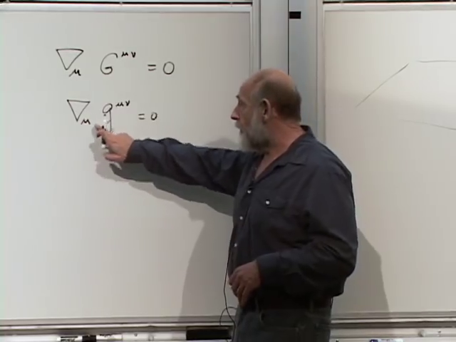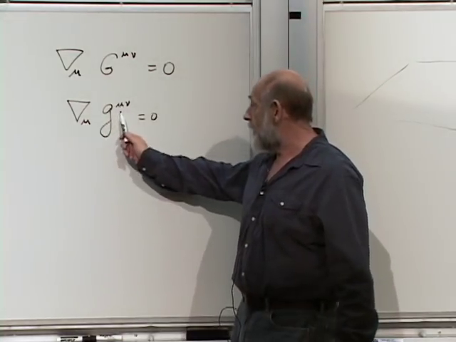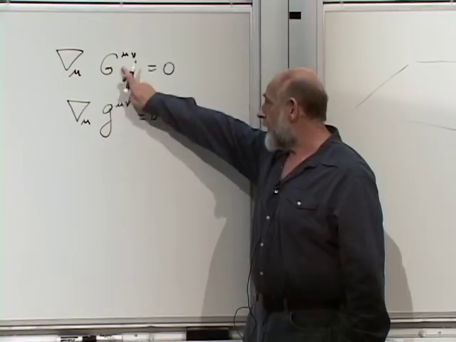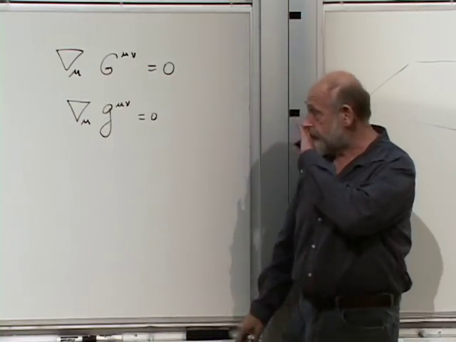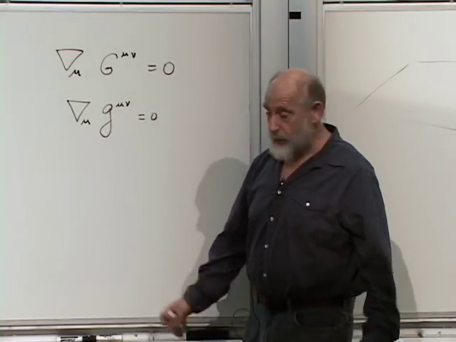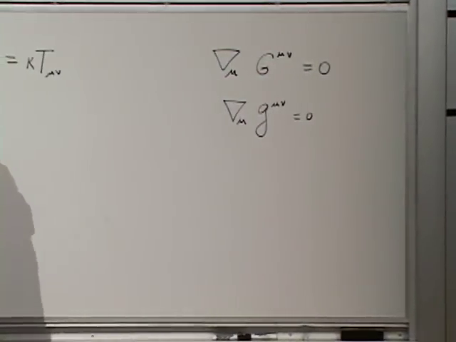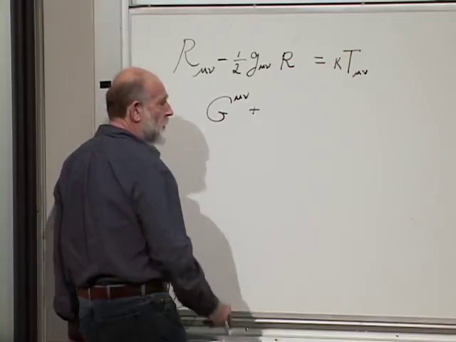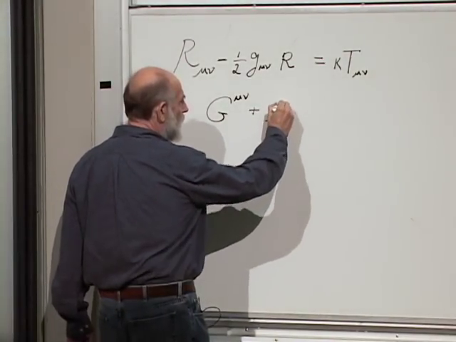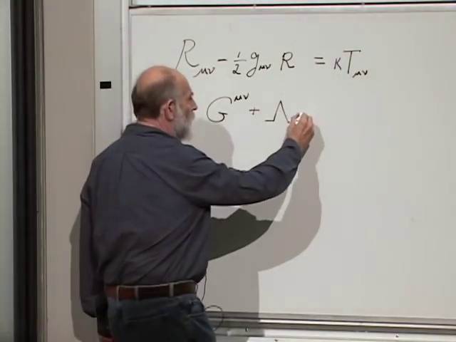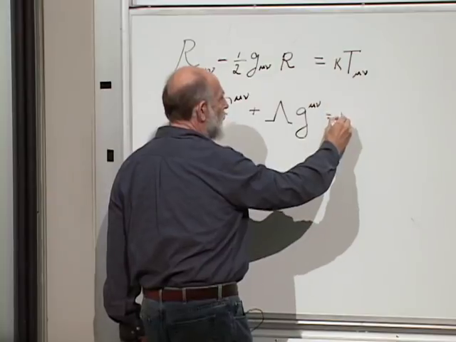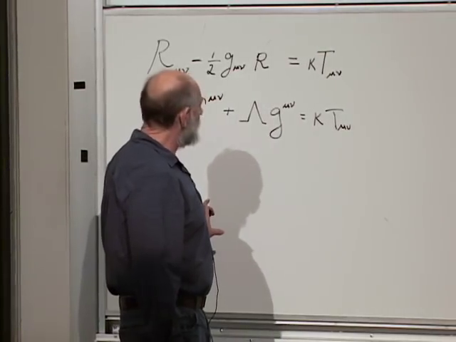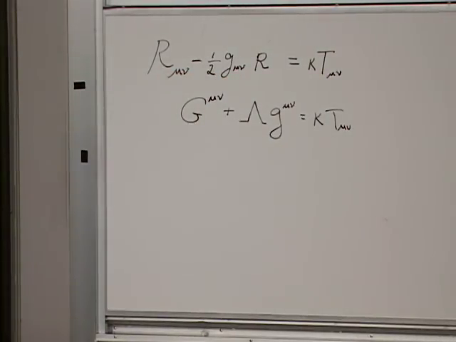All covariant derivatives of the metric are equal to zero, but in particular, the one which corresponds to this continuity equation, from here to here is just replacing little g by big G, it's also true. So that means there's one more thing that we could have added into the left-hand side here, plus some constant, any constant, lambda, times g mu nu equals k T mu nu. Upside down or upside down indexes? What's that? Ooh. Can't do that, can you? That's illegal.